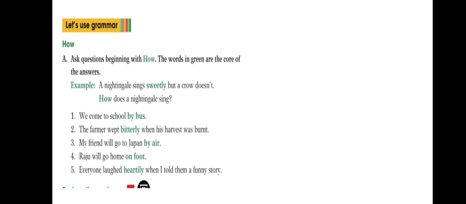Okay. We come to school by bus, the first one. By bus is the answer. You have to frame the sentence according to the highlighted green words. As you know, we have to use how, so we will make use of how first. How do you come to school? So the first answer is: how do you come to school, right?